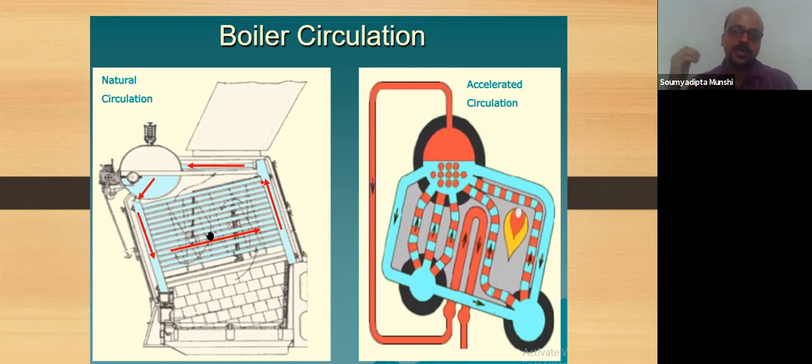Now when it goes back to the drum, as the density of the steam is low, the steam is separated in the drum. You can see the water is at the bottom of the drum and the steam is on the top of the drum. So the steam is separated in the drum.